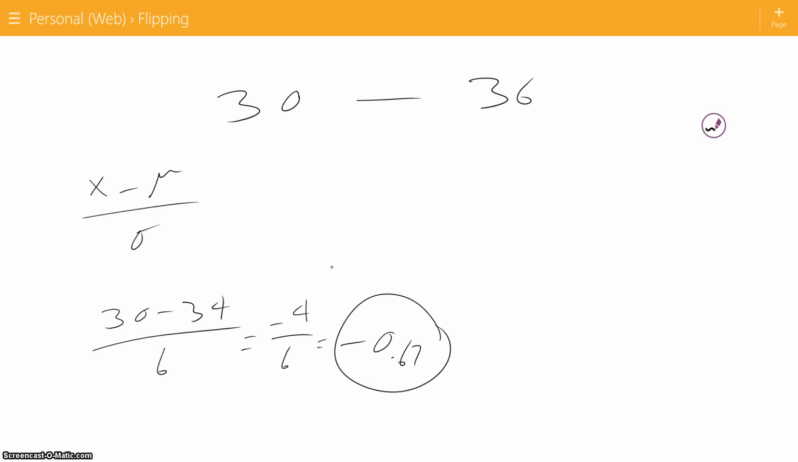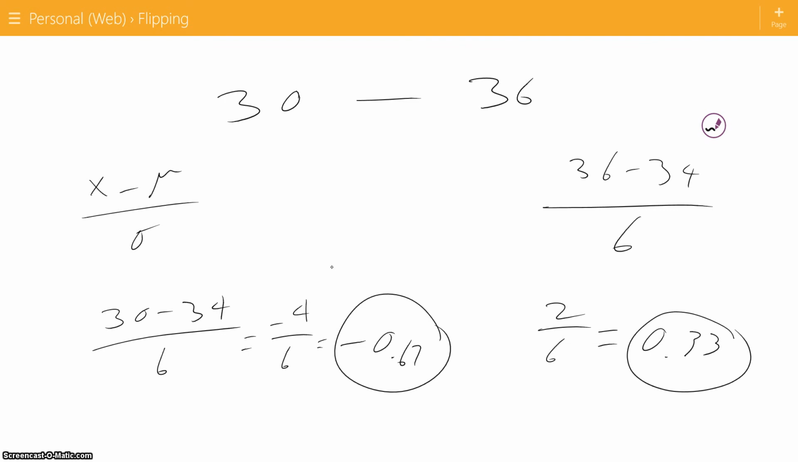And then I'm going to do the same thing over here. I'm going to do 36 minus 34 over 6. And this gives me 2 over 6. Note this time that my result is going to be positive. I'm going to have a value of 0.33. And quite often the z-score tables are divided amongst negative and positive.